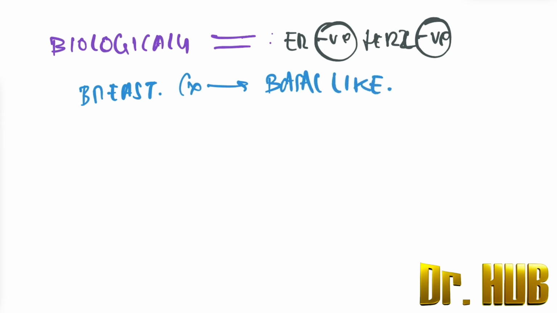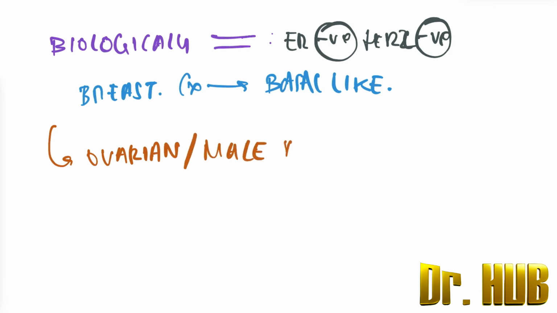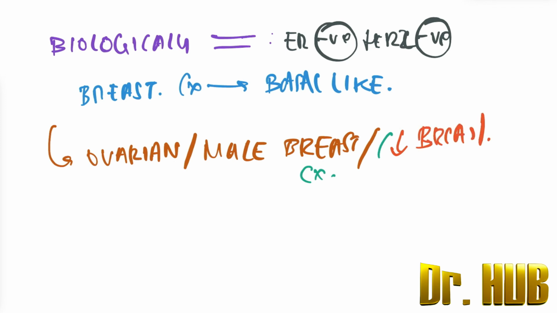There are other associated neoplasms. They include ovarian and male breast cancer, but lower than that of BRCA2. Then comes the presence of the prostate, the pancreas, and the fallopian tube.